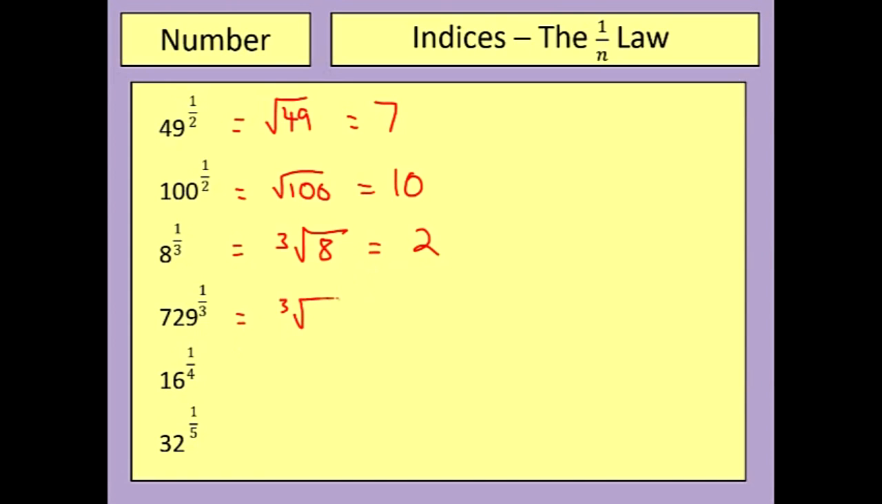The cube root again for this one, because we've got a fraction 1/3, so the cube root of 729 is 9. And then the fourth root of 16, so what multiplied by itself 4 times gives you 16? Well, that's 2. And the fifth root of 32, what multiplied by itself 5 times gives you 32, and that's 2 again.